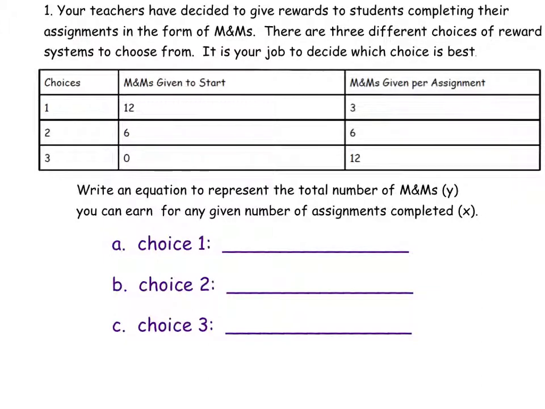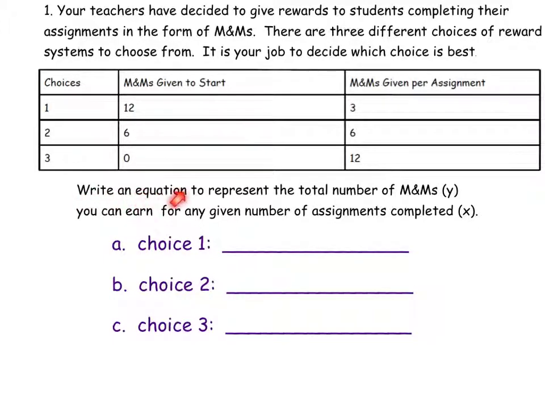Alright, so hopefully you have your sheet in front of you. This is the first example that we're going to do together. Your teacher has decided to give rewards to students completing their assignments in the form of M&Ms. Here are three choices, and you have to decide which is the best choice. So choice 1, you get 12 M&Ms up front plus 3 per assignment. Choice 2, you get 6 up front plus 6 for every assignment you have completed. And choice 3, you get 0 up front but 12 for each assignment. So depending on your work ethic and how much you do, you might choose a different choice.